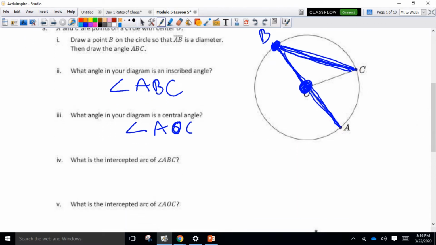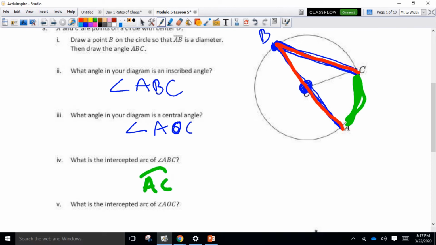Okay, what's the intercepted arc of ABC? So if we look up here at ABC, and we've traced that back. Let's change colors here. Maybe we'll do red here. We'll make it big. Okay, ABC is this guy. So the arc that it creates is AC.